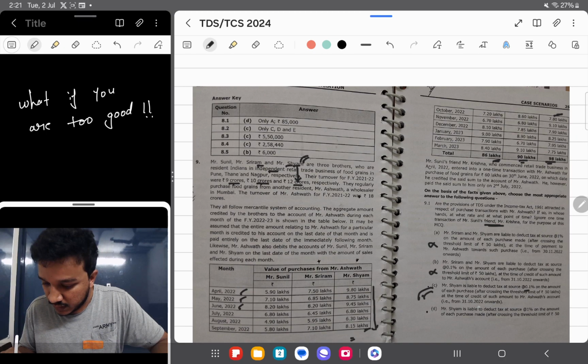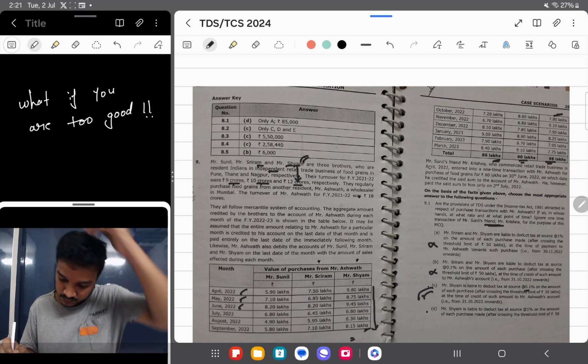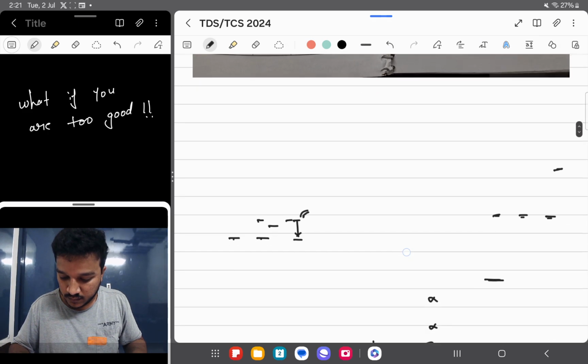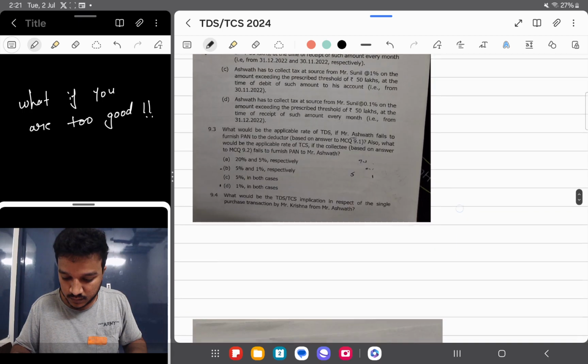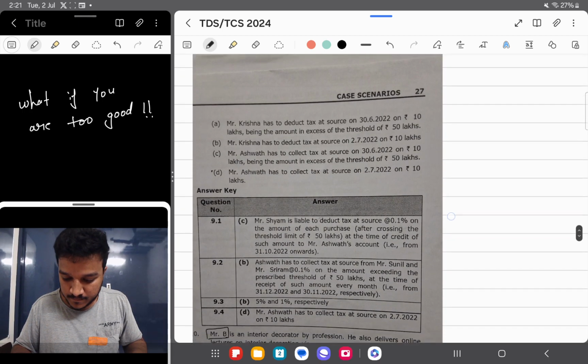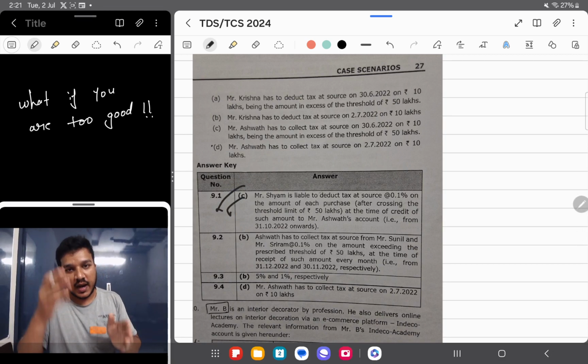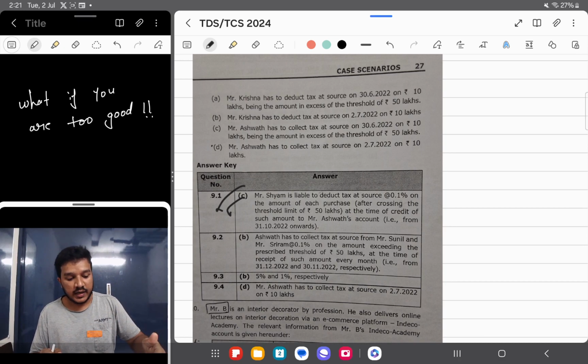From 31-10-2022 onwards, let's see the answer. First one answer is C. So you just need to add all the amounts and see by what time it is crossing 50 lakhs. TCS or TDS will apply only on the excess part. Up until 50 lakhs, no TDS or TCS. From 50 lakhs, these provisions will apply, and TDS or TCS shall be deducted only on the excess part.